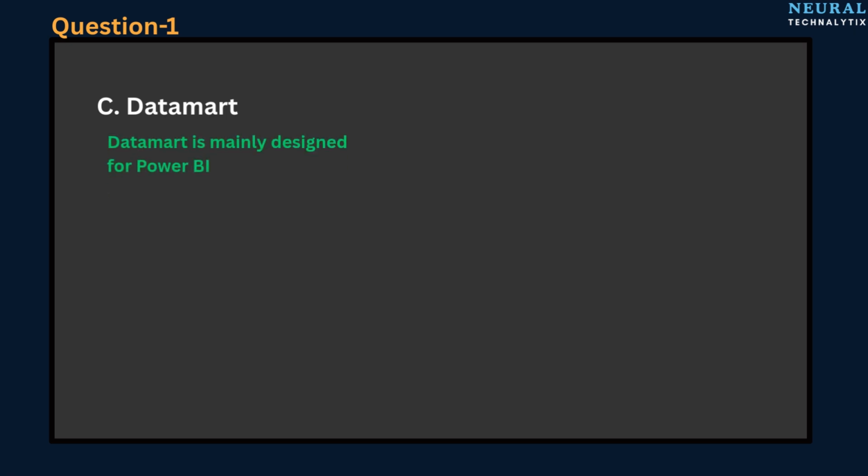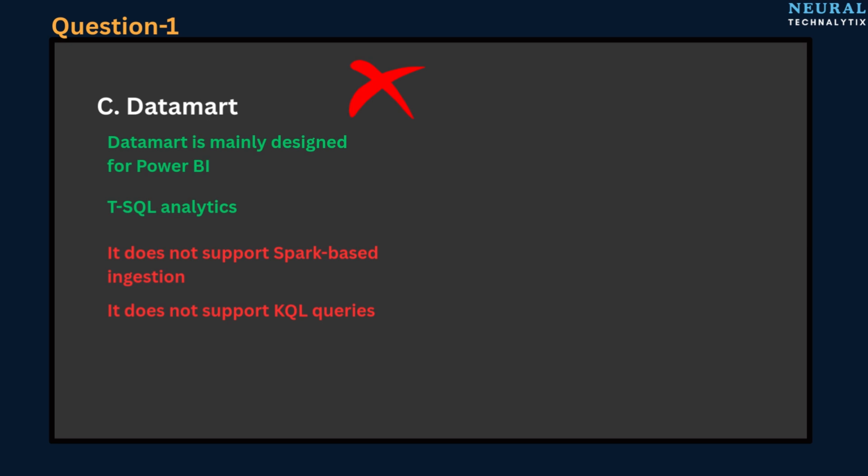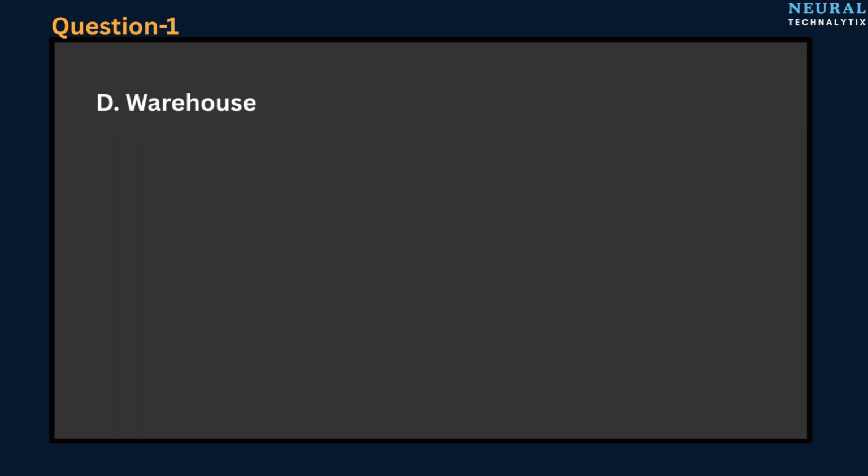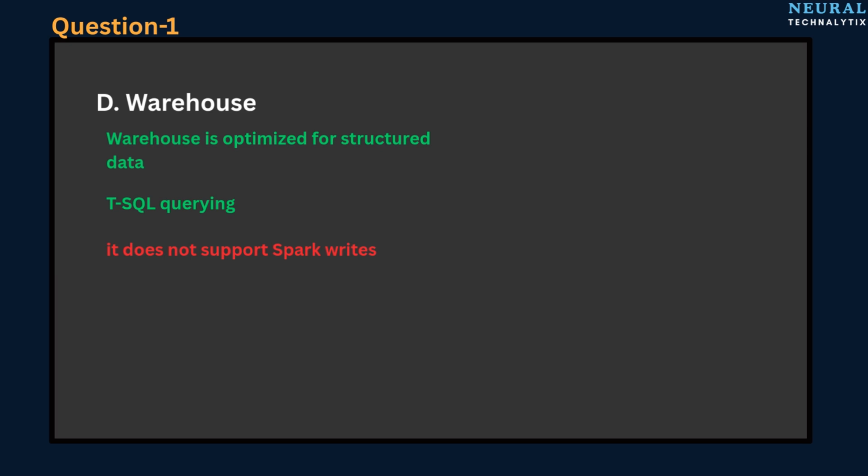Next, Option C, Datamart. Datamart is mainly designed for Power BI and T-SQL analytics. It does not support Spark-based ingestion, and it does not support KQL queries. So this option is out. Option D, Warehouse. Warehouse is optimized for structured data and T-SQL querying, but it does not support Spark writes, and it does not support KQL querying, so this option is also eliminated.